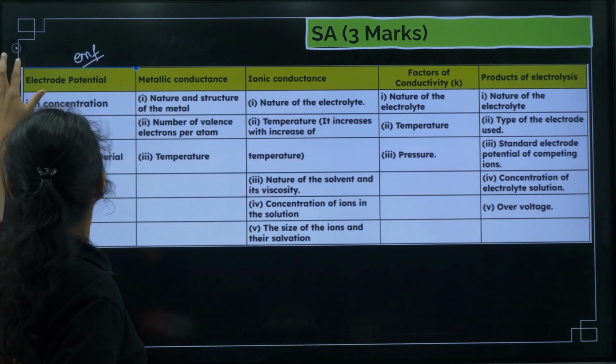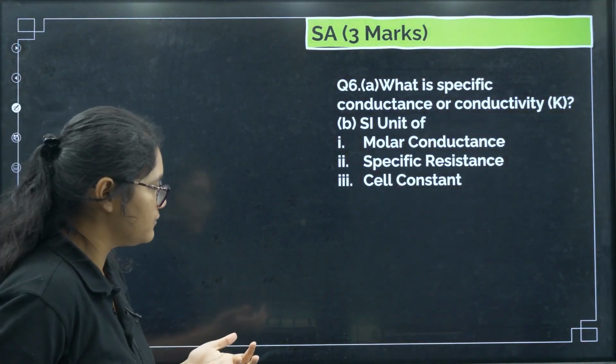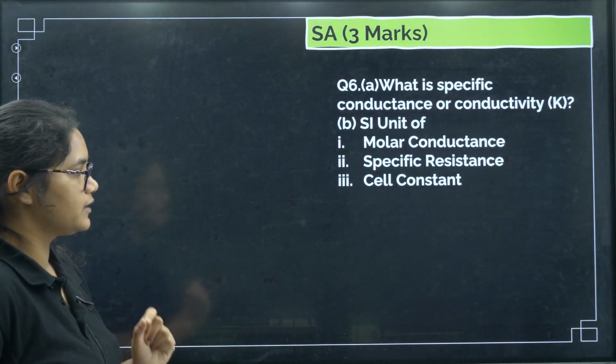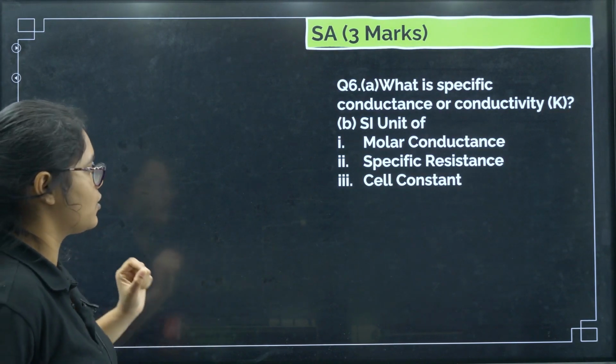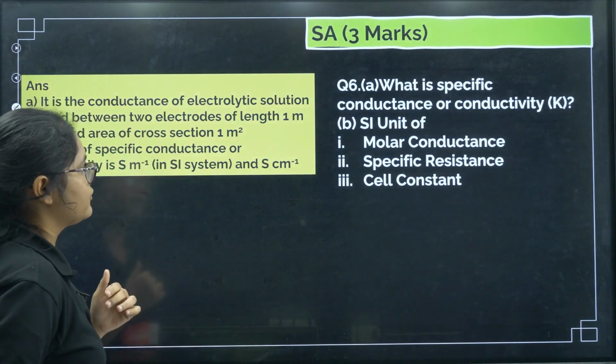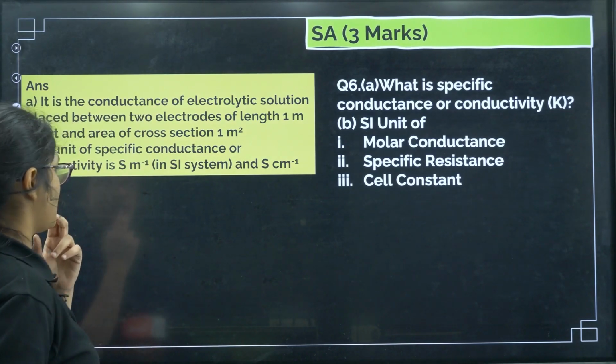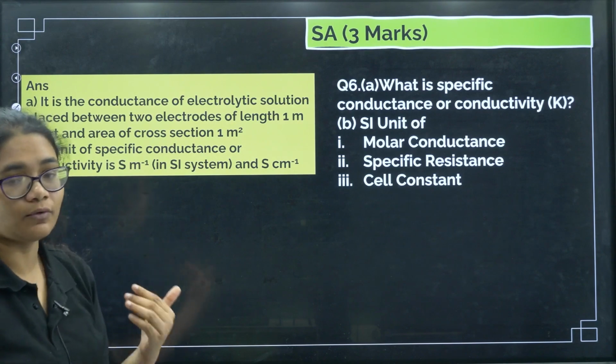Next, we have: what is specific conductance or conductivity, the SI unit of molar conductance, specific resistance, and cell constant. So see, specific conductance is the conductance of the electrolytic solution placed between two electrodes 1 meter apart and of area of cross section 1 meter square.